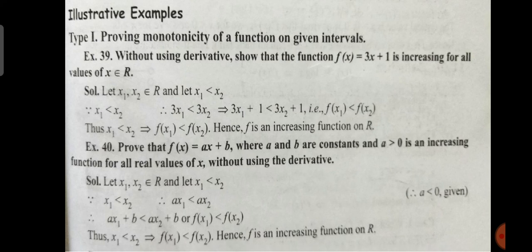Okay, some examples have been given. Without using derivative, show that the function f of x is equal to 3x plus 1 is increasing or decreasing. So for that, you have to take two points. Let us take x1, x2, and x1 is less than x2. Then multiplying by 3, 3x1 is less than 3x2, and adding 1 to both sides, 3x1 plus 1 is less than 3x2 plus 1, which means f of x1 is less than f of x2. So the function is clearly increasing.